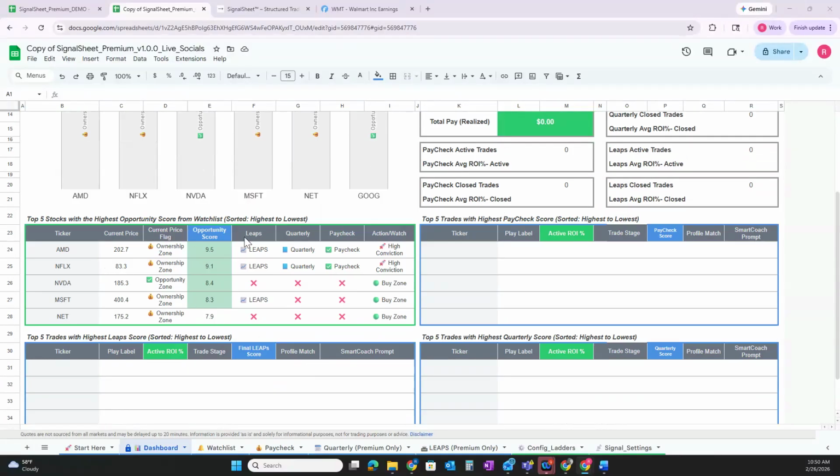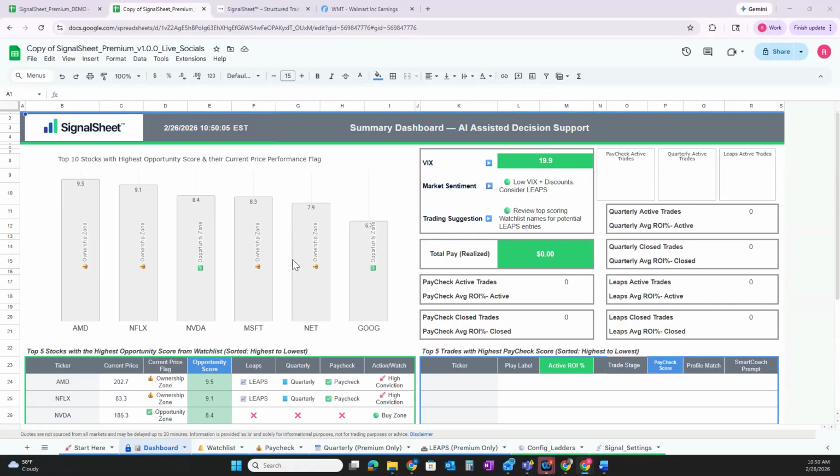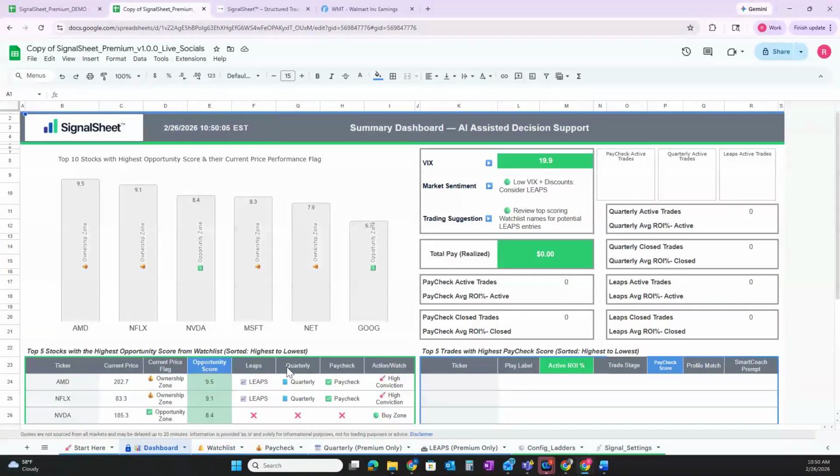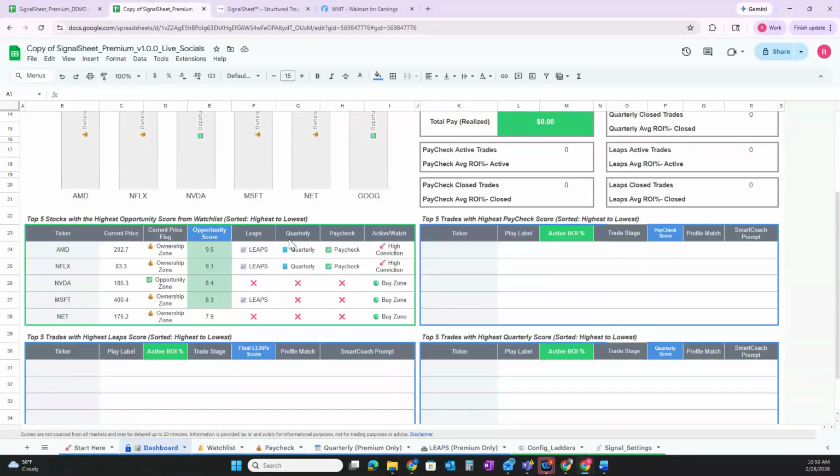But of course, my SignalSheet is built on your dashboard to show your top five opportunities. So scored on my watch list currently are six tickers. Some I haven't scored yet, but I want to talk about the trade types in particular.